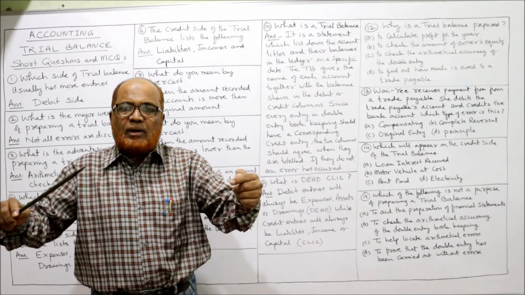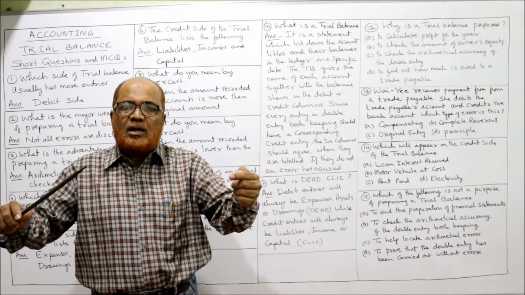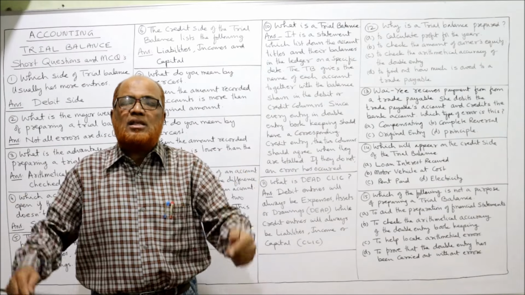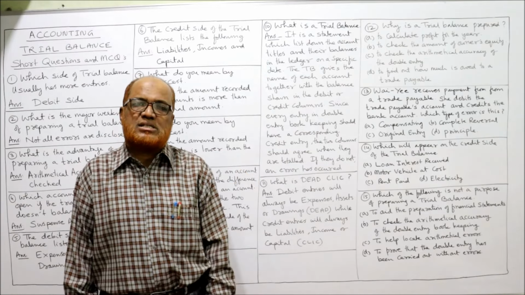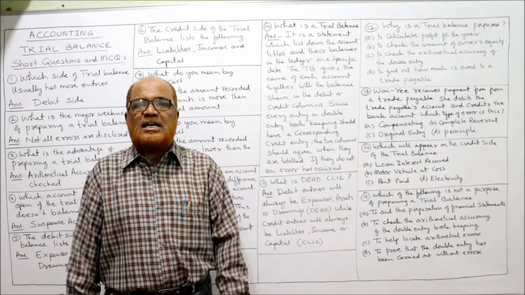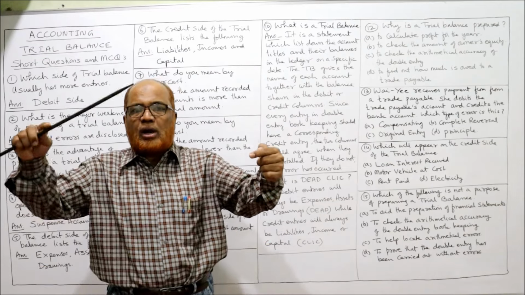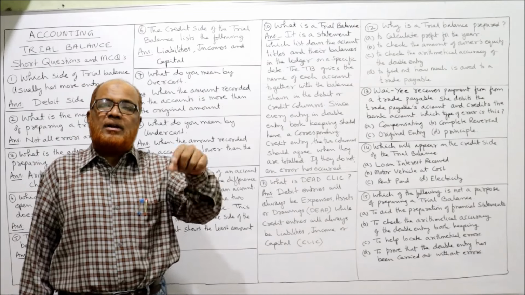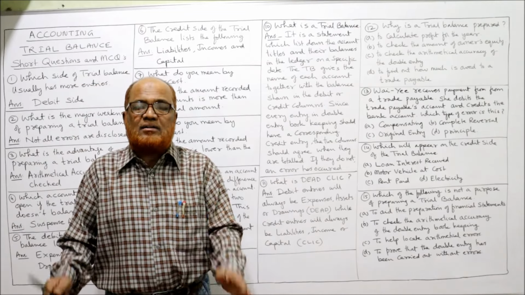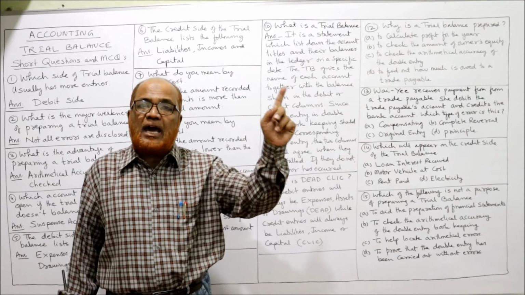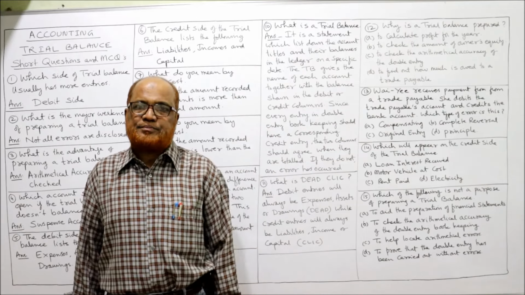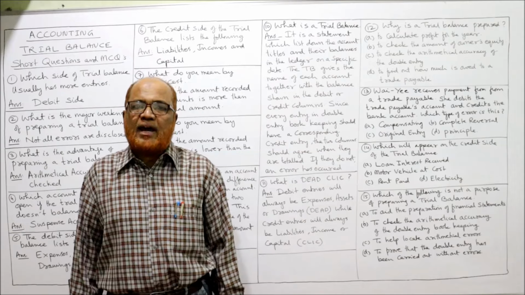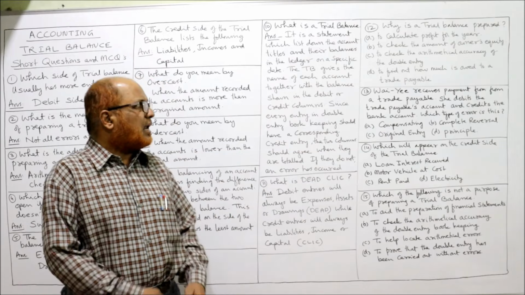If the totals of the debit column and credit column are equal, it means there are no arithmetic mistakes. Suppose the totals of the debit and credit columns are different, it means there are some errors in the books of accounts. That is the trial balance.